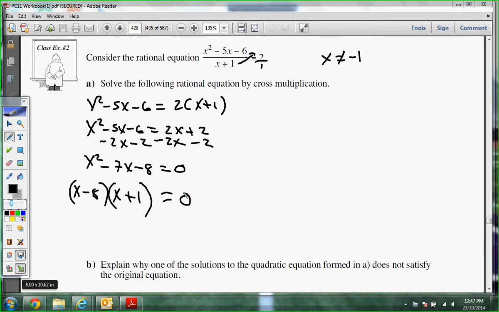Okay, and so then, Gabby, you know this, what makes these 0? What makes these zeros? Negative 8 and positive 1. Other way. Opposites, right? Yeah, it's 8 and negative 1.